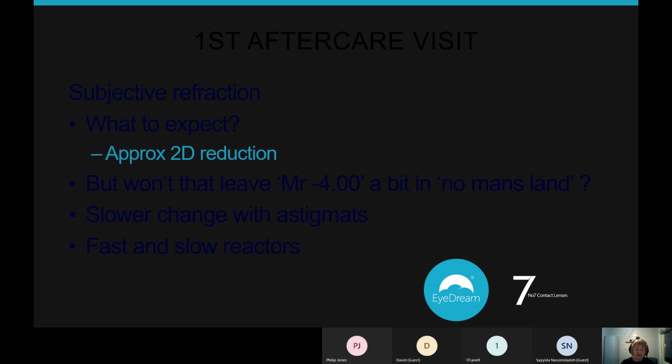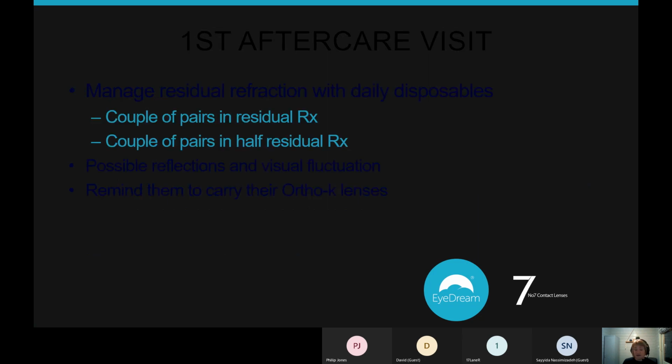At this stage, for the majority of patients, you get about two diopters of reduction in their prescription. So a low myope might be seeing really well straight away, but your higher myopes may be aware that their unaided vision has improved, but they're still going to need help to be able to get about their normal everyday life. The best way to do that is actually with some daily disposables.